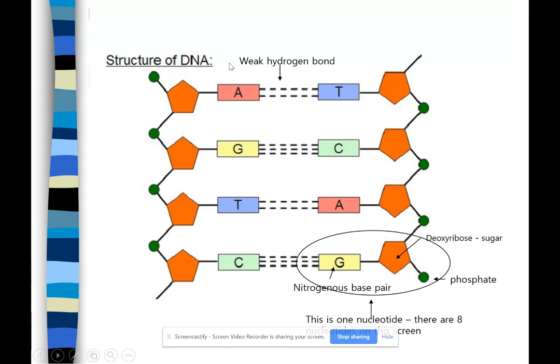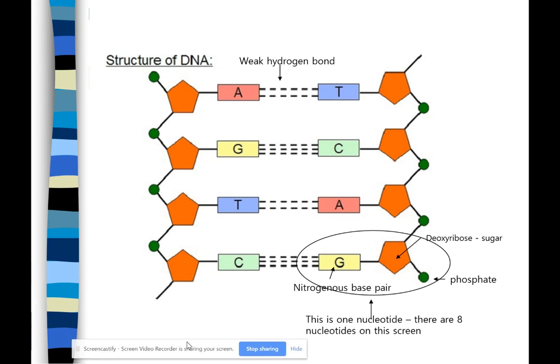So here's just another picture of it. Remember, this is one nucleotide. So if you guys look, here is one nucleotide. It's got the nitrogenous base or the driveway, the sugar, and the pool. So you have to look how many of them are on the screen. It says there are 8 nucleotides on the screen. So you would say this is 1, 2, 3, 4, 5, 6, 7, and 8. So there are 8 nucleotides on the screen.